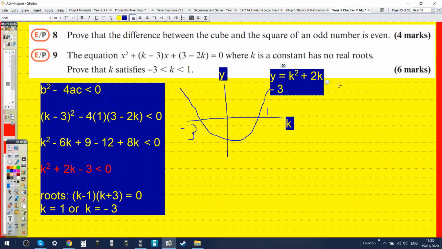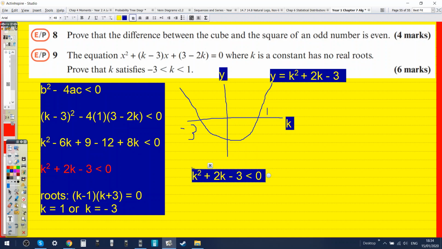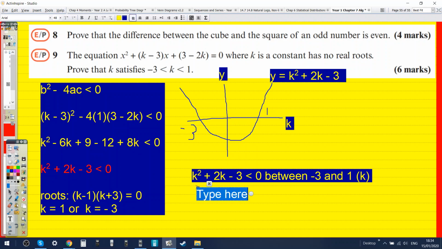Under the x-axis. Yep. So between -3 and 1. Yes. So, yep. And therefore? Therefore, k does satisfy the inequality. Yes. Between -3 and 1 in terms of k. And you would just say -3 is less than k is less than 1. Therefore, I don't think you need a step before that. You can just help us by looking at it. Any questions there? No.